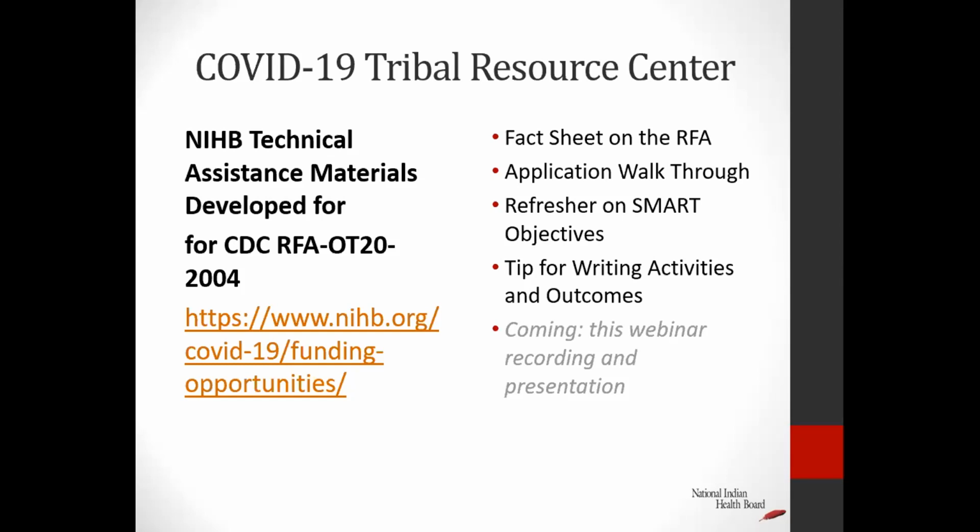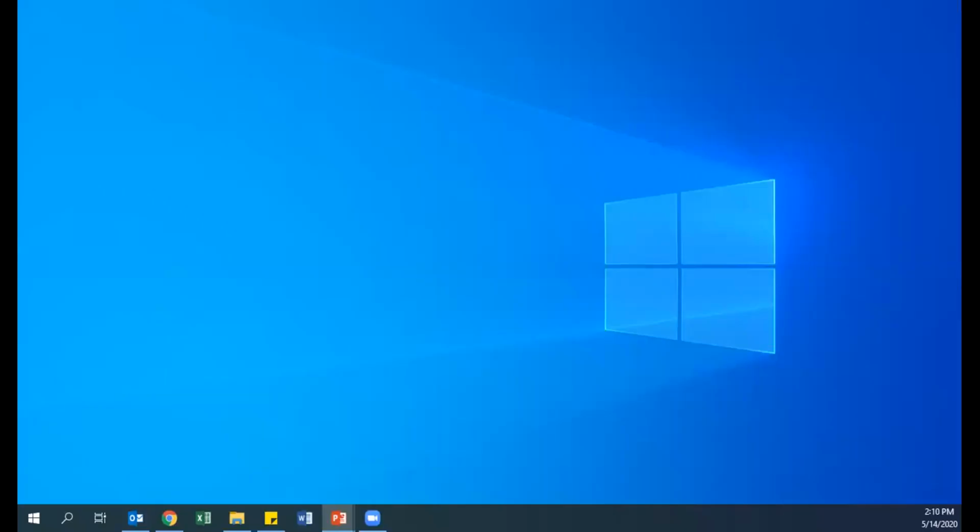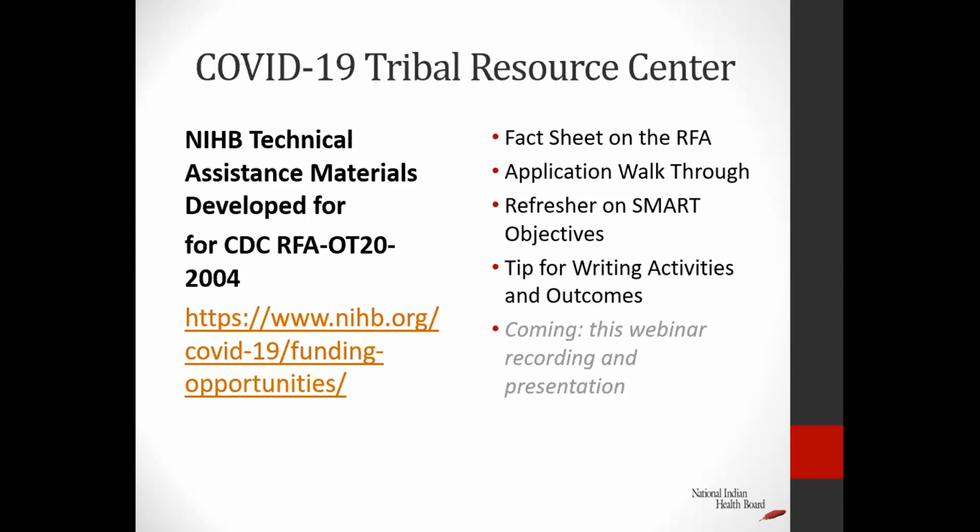We've created, again, on that funding opportunities page on our Resource Center, the link is on your screen now, some specific information. There is a fact sheet on this CDC request for funding or notice of funding opportunity, or NOFO. There is a PDF document of a walkthrough on how you could apply, and the application elements for this particular NOFO. There's a quick refresher on SMART objectives if you need to remind yourself what SMART stands for. There's a tip sheet for writing activities and outcomes. That's just a real quick one-pager if you need help when you're working on this work plan template, coming up with some activities and activity language.